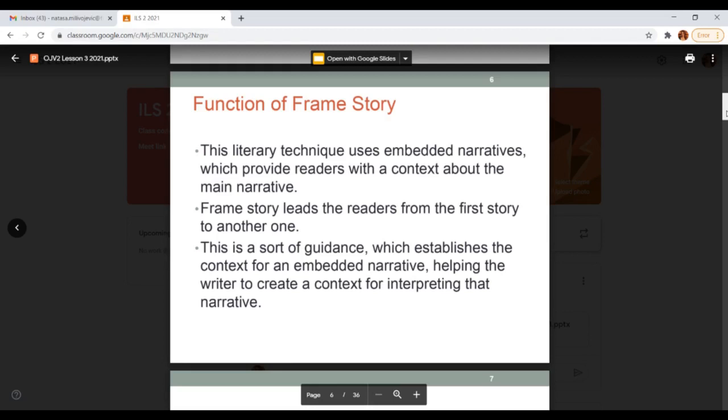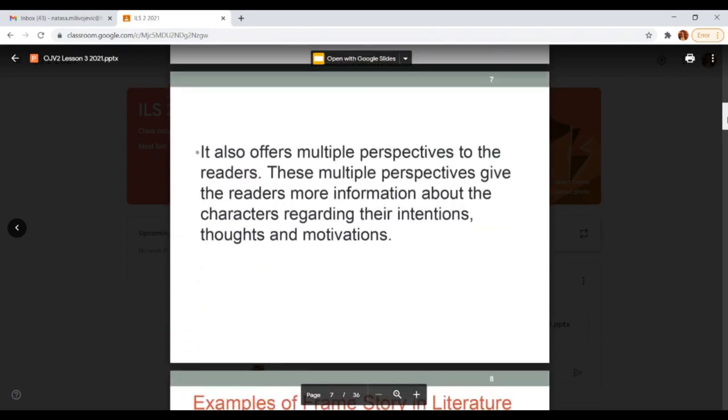And it can also be a sort of guidance that establishes the context for an embedded narrative, hopefully also helping the reader to create a context for interpreting it. Frames will also obviously offer multiple perspectives to the readers, and these multiple perspectives give the readers more information about the characters, about what's going on with them regarding their intentions, thoughts, motivations, and so on.